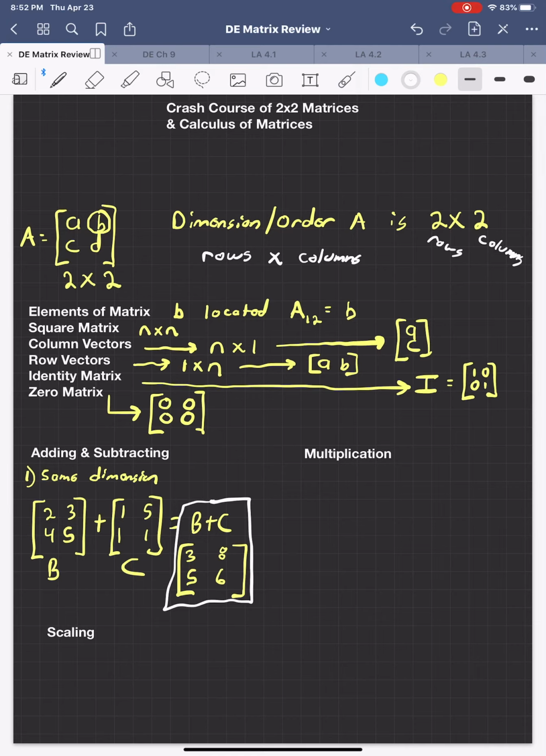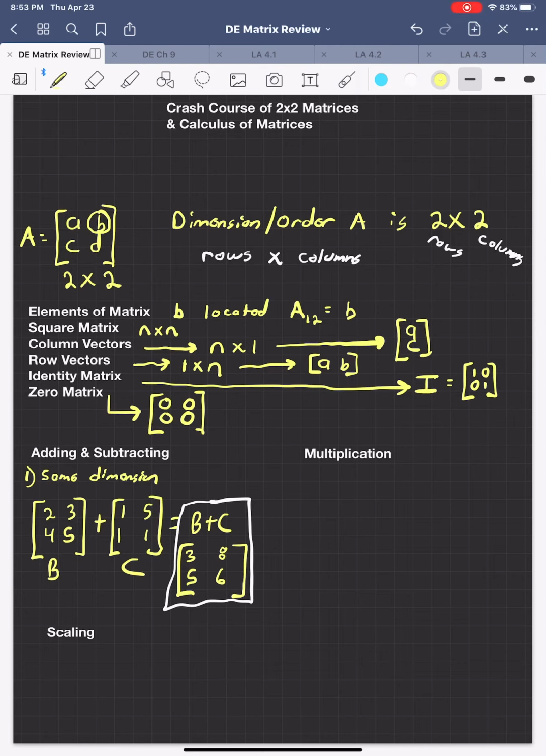Matrices are commutative in the sense that when it comes to addition and subtraction. So B plus C would be the same as C plus B. That's not the case when it comes to multiplication. But before we tackle multiplication, let's go ahead and tackle scaling.